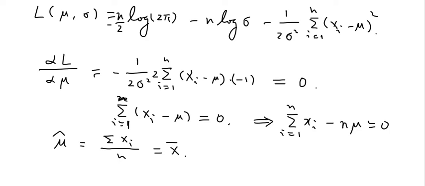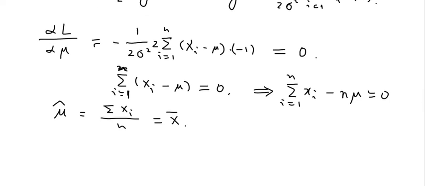Okay, so for sigma, we take partial L over partial sigma and let this equal 0. So what is this derivative?